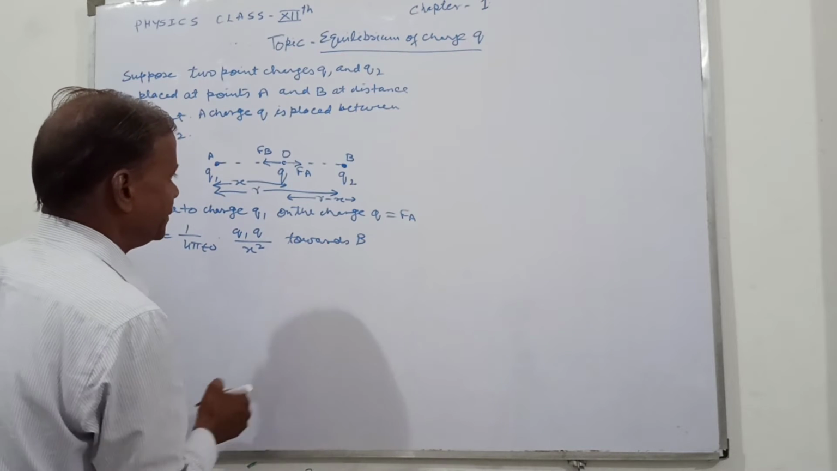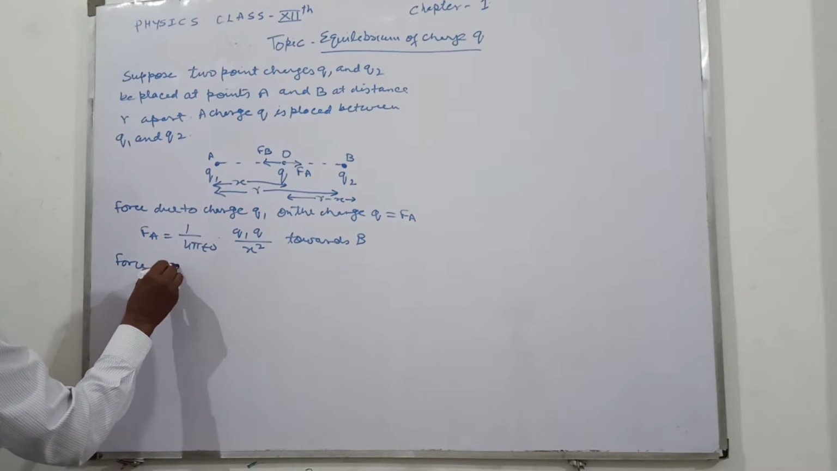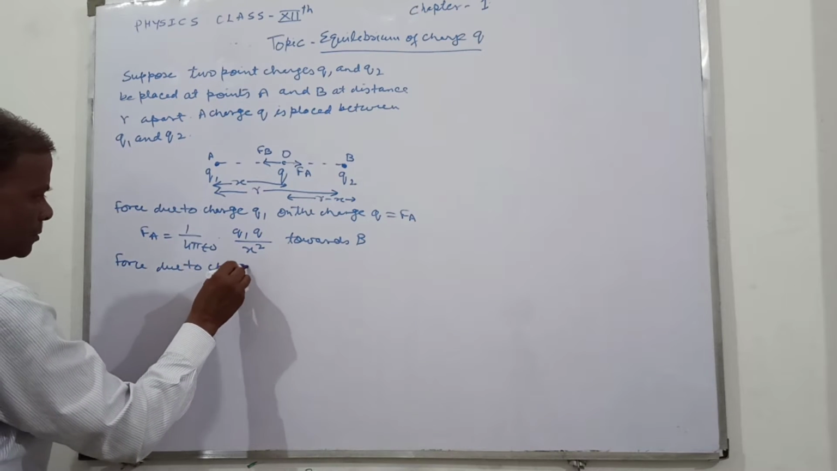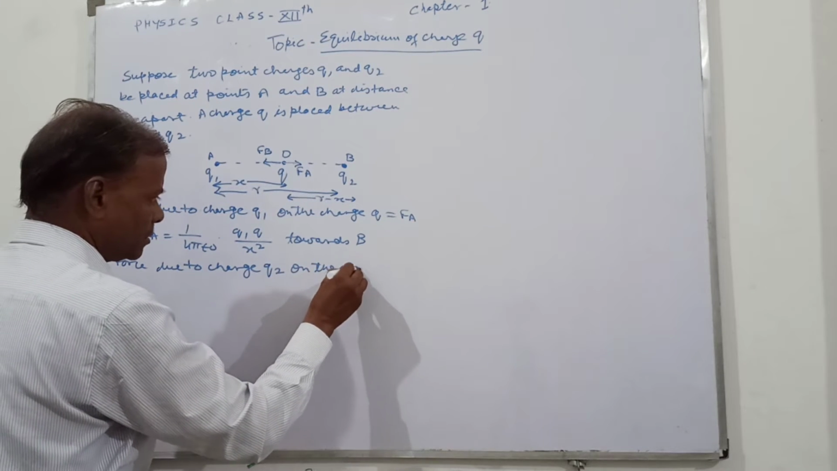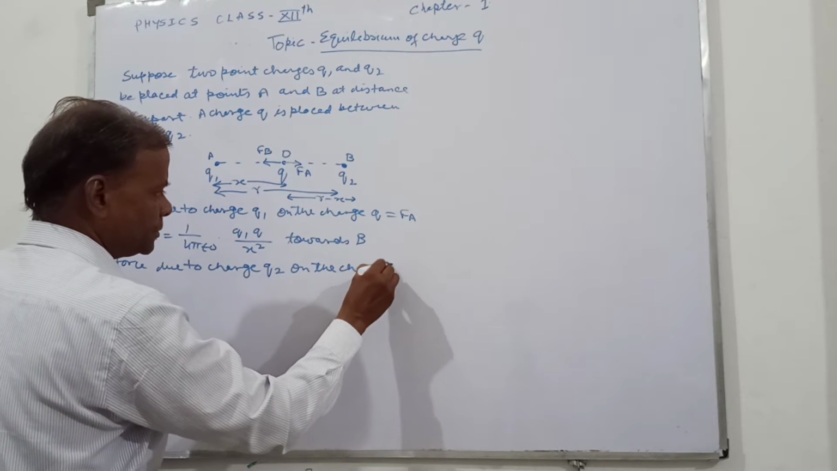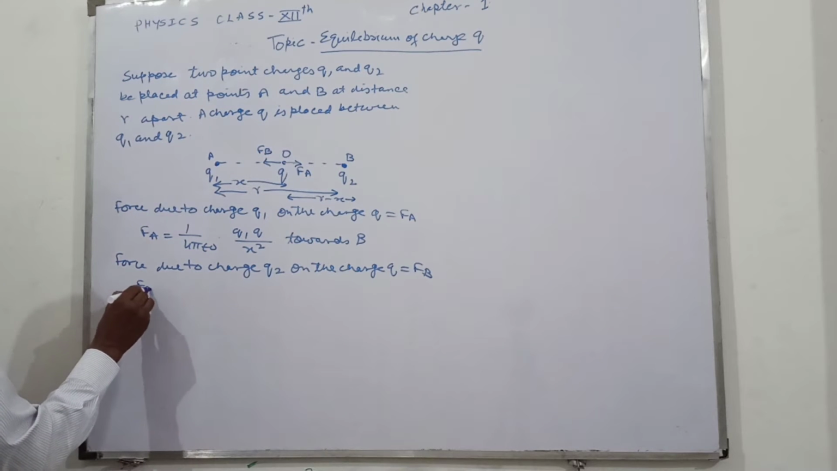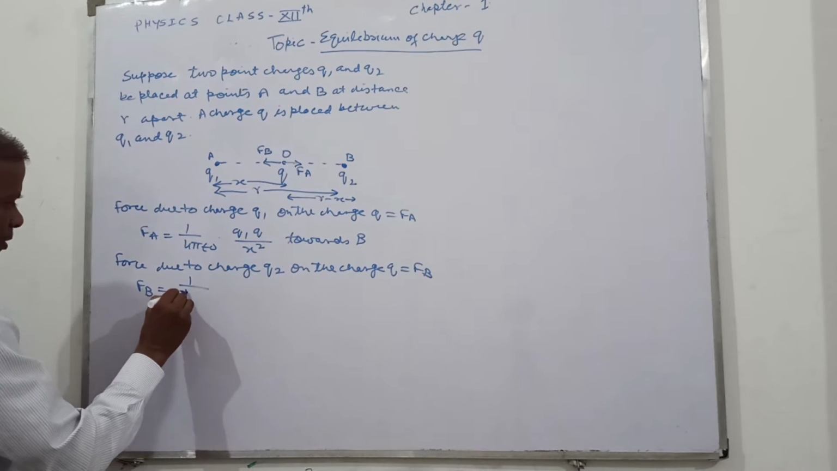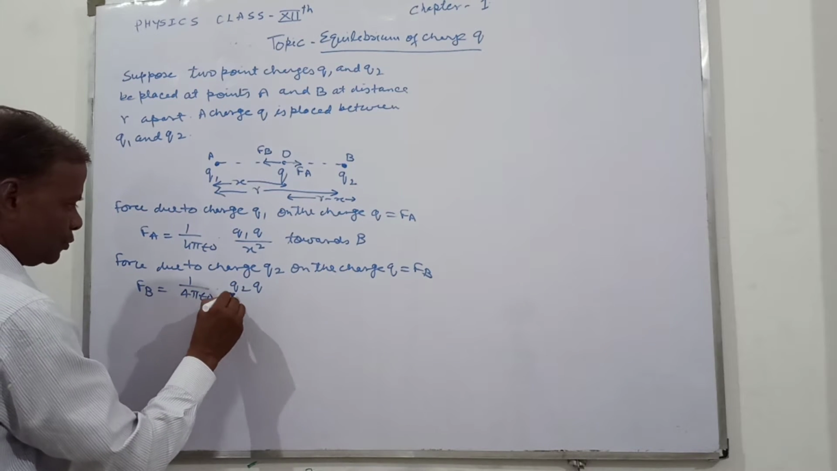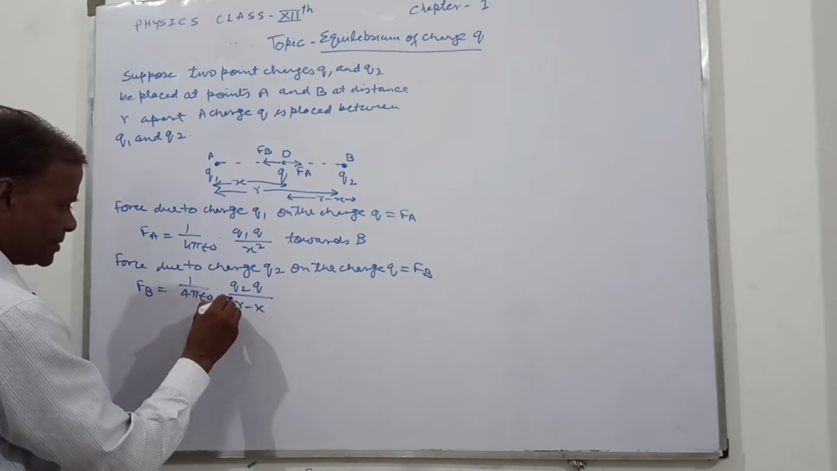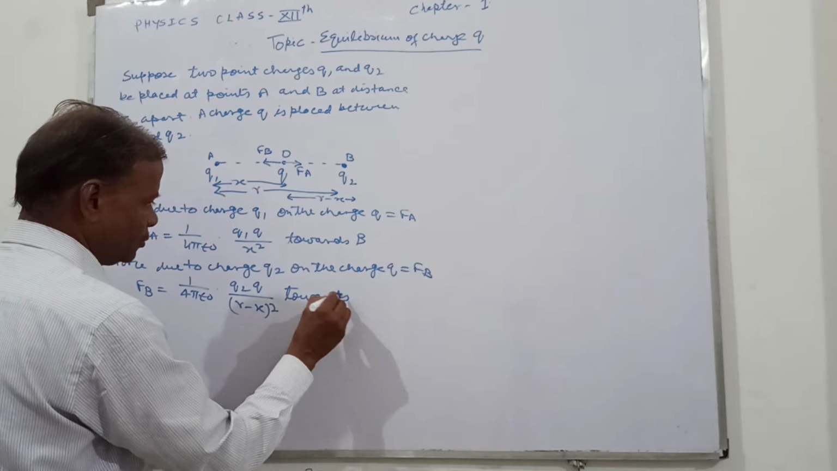Now force due to charge Q2 on the charge Q is equal to Fb. So this Fb is how much? Fb is 1 upon 4 pi epsilon naught into Q2 into Q upon (r minus x) whole square. This is towards A.